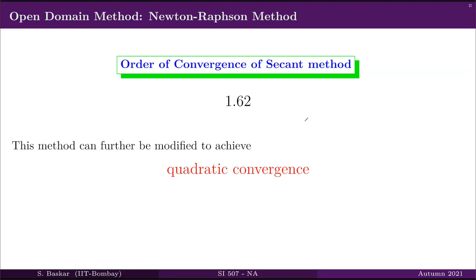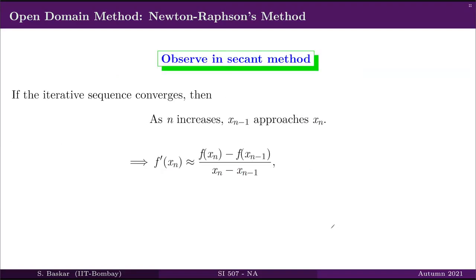Let us see this. Assume that the secant method iterative sequence converges, then you can see that as n increases, x_{n-1} approaches x_n, and therefore for large n, f'(x_n) is approximately equal to (f(x_n) - f(x_{n-1})) divided by (x_n - x_{n-1}), right? So I'm just applying the definition of the first order derivative of a continuously differentiable function. Now, why am I telling this?